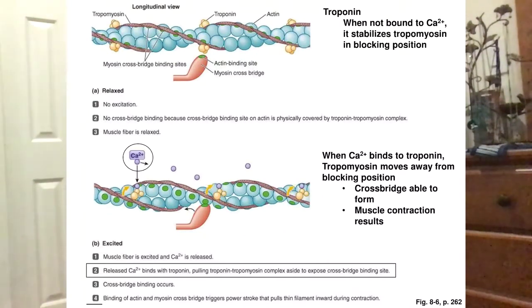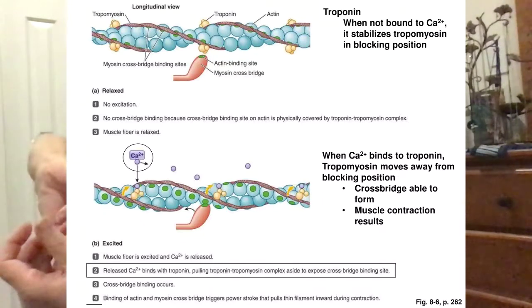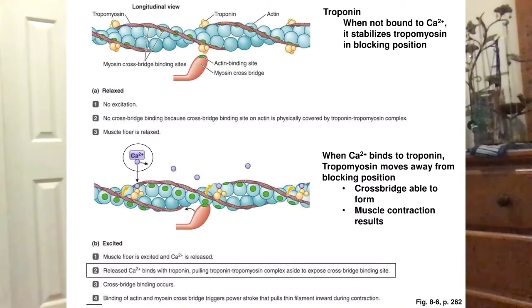And when calcium floods around the sarcomere, remember this is all within the cytoplasm, in the intracellular fluid. If calcium gets into the intracellular fluid, it is attracted to troponin and binds to it. And when it does, remember these are molecules, so the molecule of troponin changes its shape. When it changes its shape interacting with calcium, it pulls on tropomyosin, exposing those active sites. Now myosin can make a cross bridge.